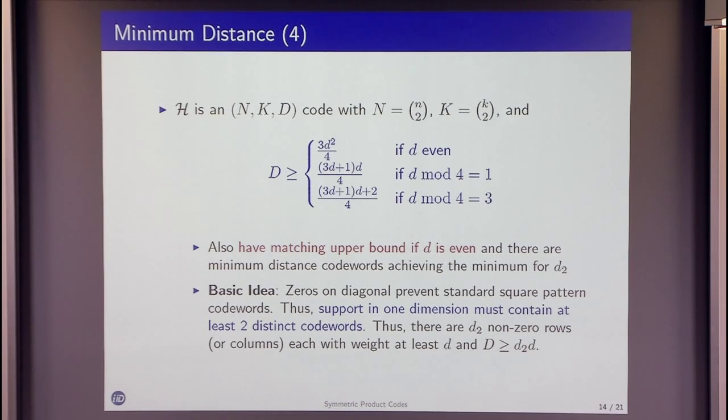Now, if you work this out in more generality, you get things like this. There's a matching upper bound in some cases, so you know it's tight. We could probably make it match in all cases with just a little more pain. So I'll repeat the basic idea. Zeros on the diagonal present the standard square pattern code words you get in product codes. Once those go away, you kind of have to look at the next weight, and that involves the second generalized Hamming weight, and so you get this bound.